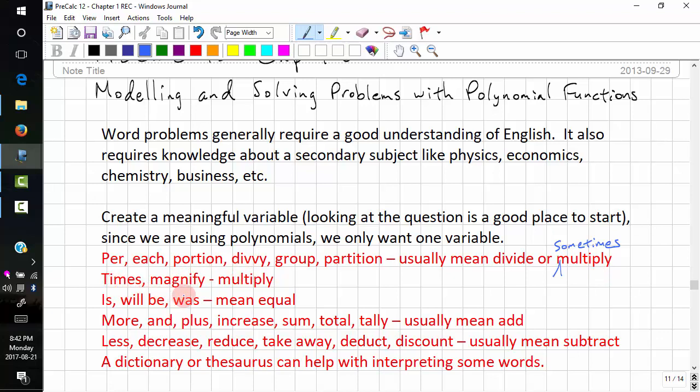Is, will be, was, this means equal. More, and, plus, increase, sum, total, tally, they usually mean add. Less, decrease, reduce, take away, deduct, discount, usually means subtract. And a dictionary or thesaurus can help with interpreting some words.